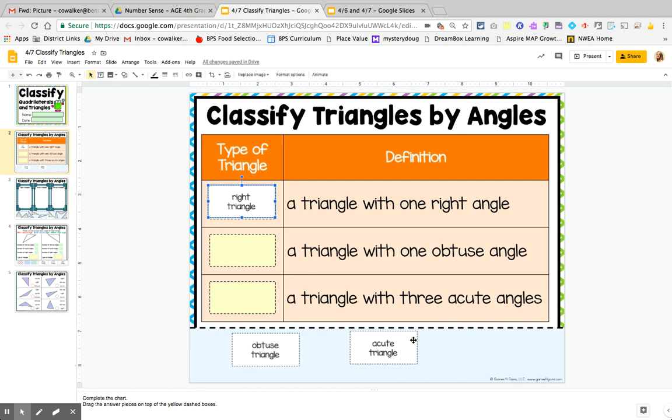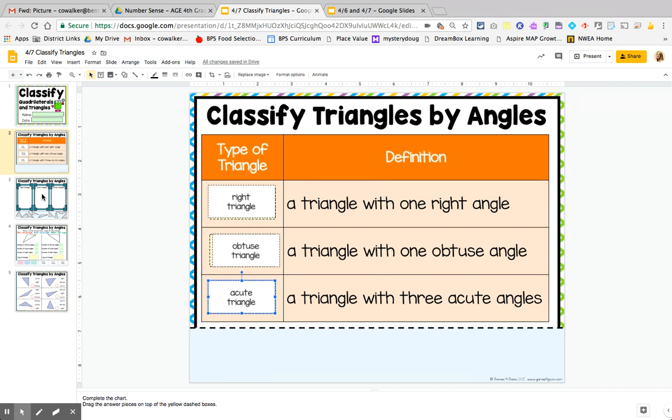Obtuse is larger than 90 degrees. So if I have a triangle with one obtuse angle, which of these bottom two options do you think it's going to be? Then I'm going to have an obtuse triangle. If I have a triangle with three acute angles, notice that if it's a right triangle, it only has to have one right angle. If it's an obtuse triangle, it only has to have one obtuse angle. But in order for it to be an acute triangle, there has to be three acute angles.